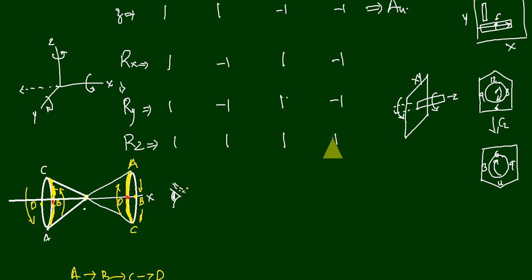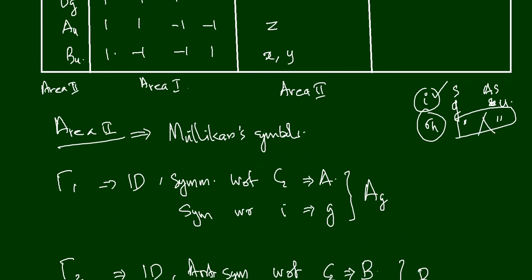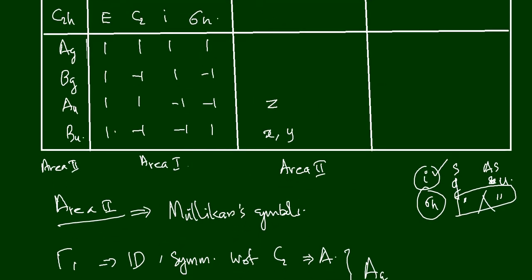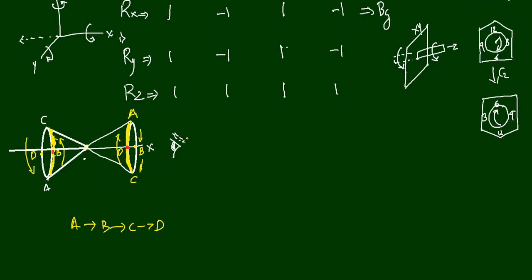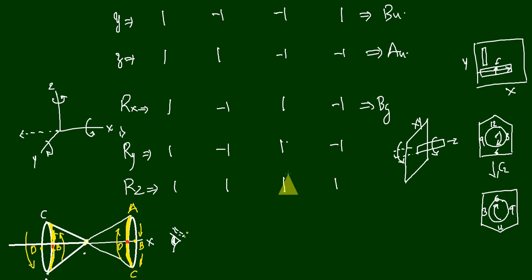So now we have the symmetry species corresponding to Rx, Ry and Rz. For Rx we have 1, -1, 1, -1. That belongs to Bg. 1, -1, 1, -1 is Bg. You can check here. And the next one is also 1, -1, 1, -1. That also belongs to Bg.